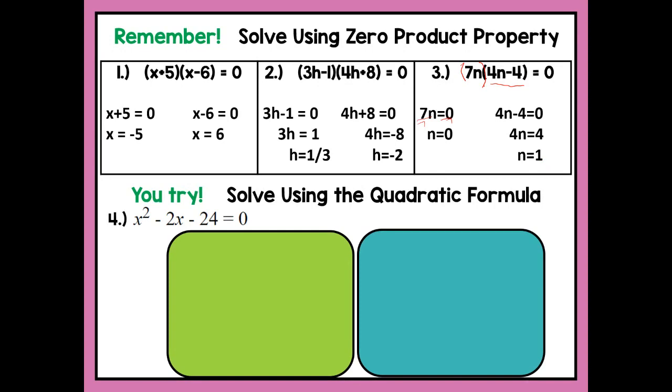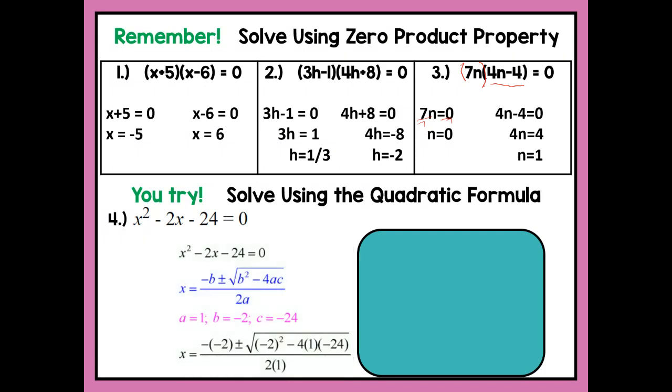All right, now your turn. Use the quadratic formula to solve example number 4. X squared minus 2x minus 24 equals 0. Remember, the first step is to find your a, b, and c, and then plug them into the quadratic formula. -b plus or minus the square root of b squared minus 4ac all over 2a. Go ahead and pause. Grab your pencil and paper again if you need to, and then press play when you're ready to check your answer.